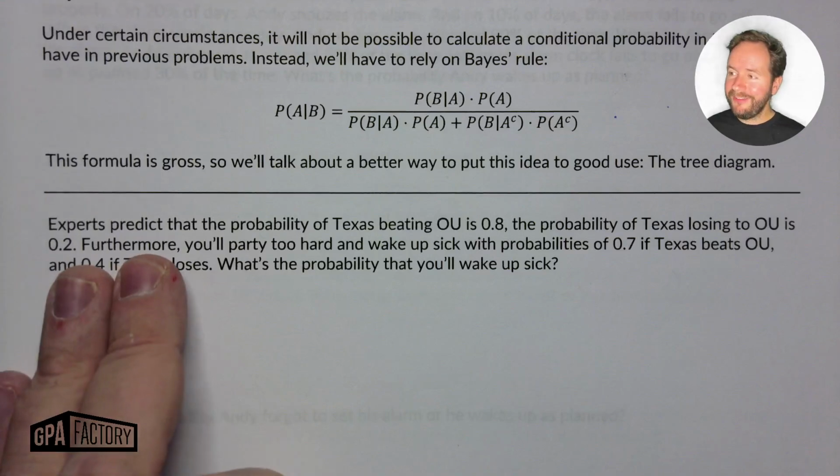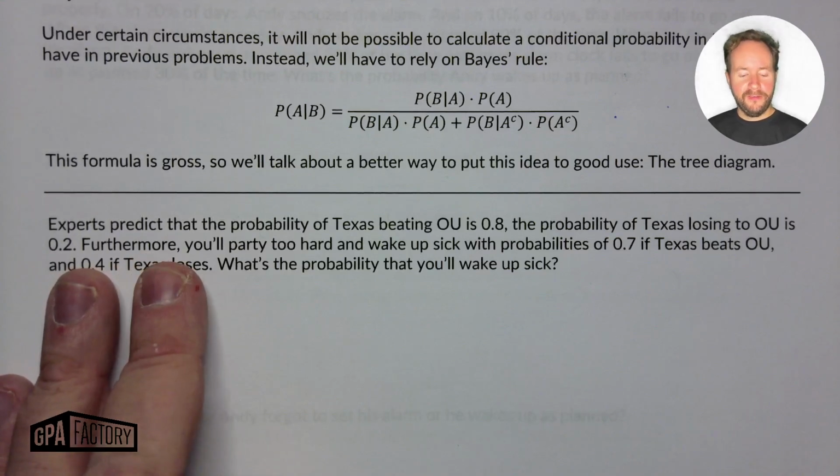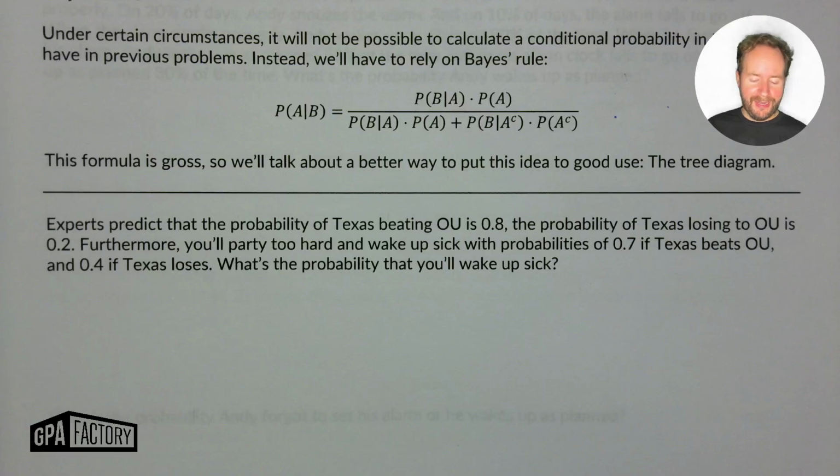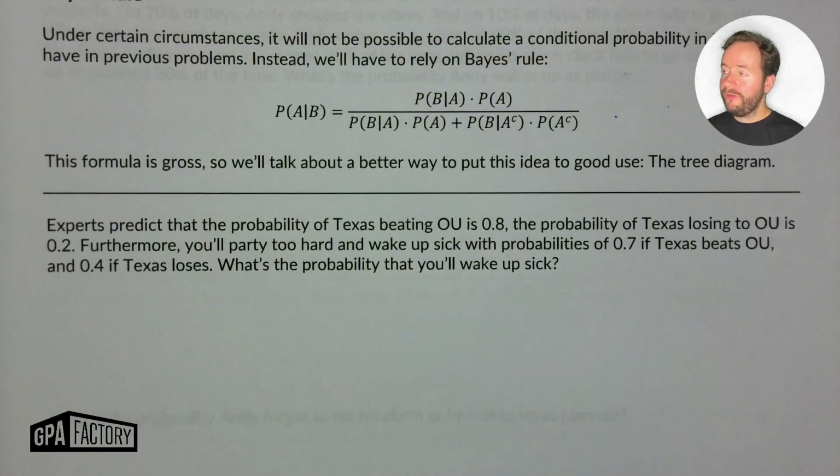So let's look at this problem. Experts predict that the probability of Texas beating OU is 0.8. The probability of Texas losing to OU is 0.2. And then there's this next layer. The first layer is, does Texas win or not win? Now there's this next layer, based on what happens when Texas wins or if they don't win, heaven forbid. Furthermore, you'll party too hard and wake up sick with probabilities 0.7 if Texas beats OU and 0.4 if Texas loses. What's the probability to wake up sick?